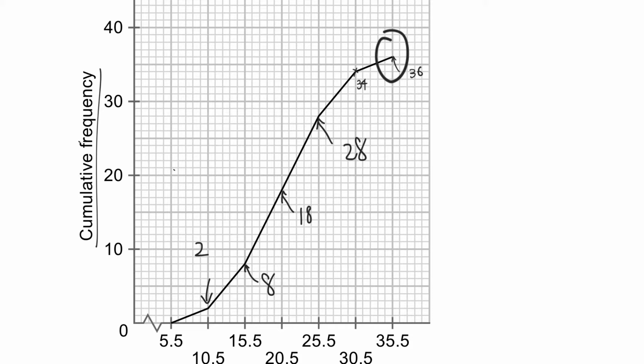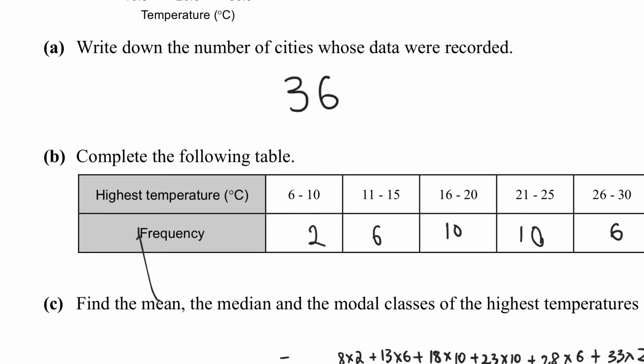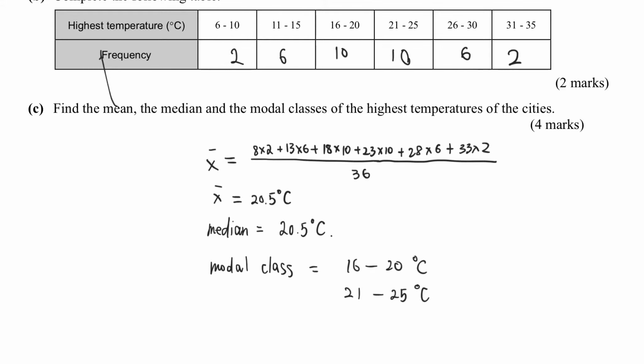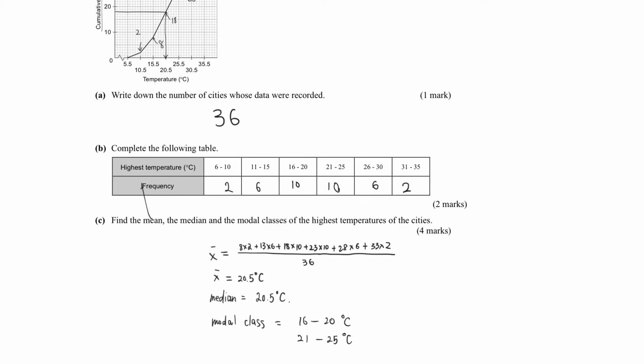Okay, for the median, you just have to look at the middle part, which is the 18. I mean, you draw the point here, and then you can look for the value, which is equal to 20.5 degrees Celsius. So the median equals 20.5 degrees Celsius. Okay, and the last one for the modal class. So we look for the same value, which is 16 to 20 and 21 to 25 degrees Celsius. So these two classes will be the same, they will be the modal classes.